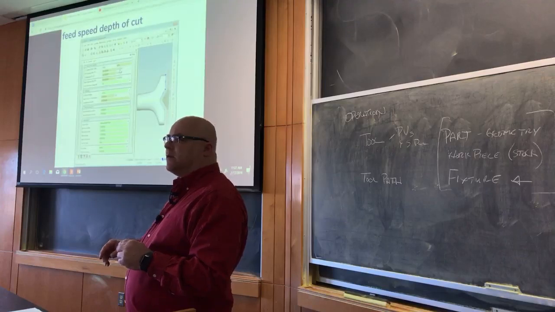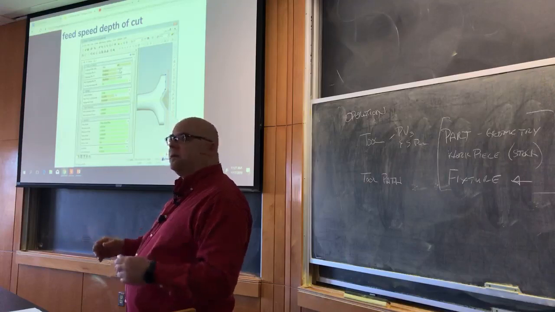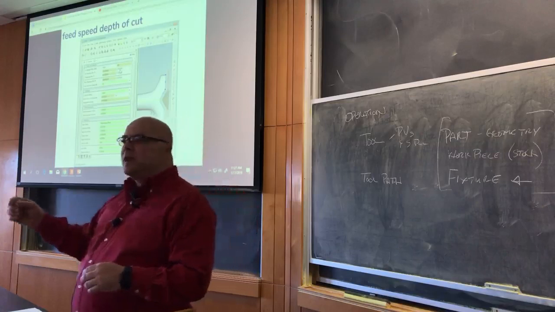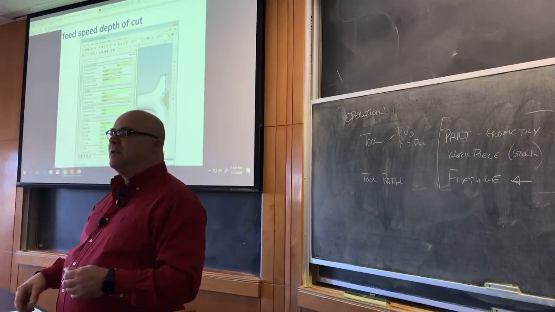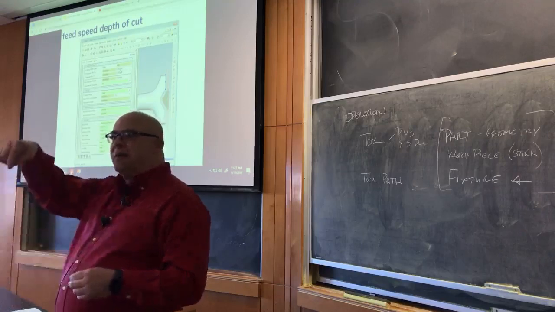0.0006 to 0.003? A fifth, a quarter, a tenth. It's smaller because the tool is not intended to feed in the Z direction. Sometimes you actually have to plunge that tool in. When you do actually have to plunge that tool in, you have to go slower.